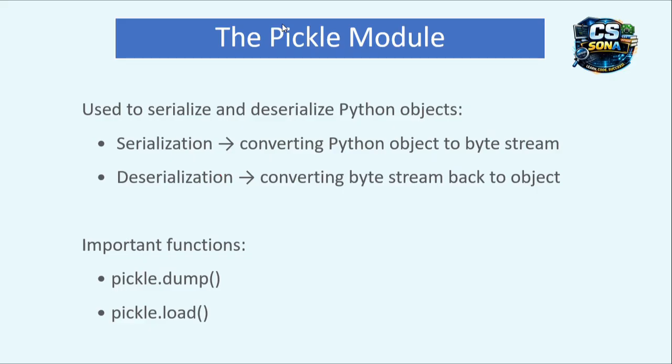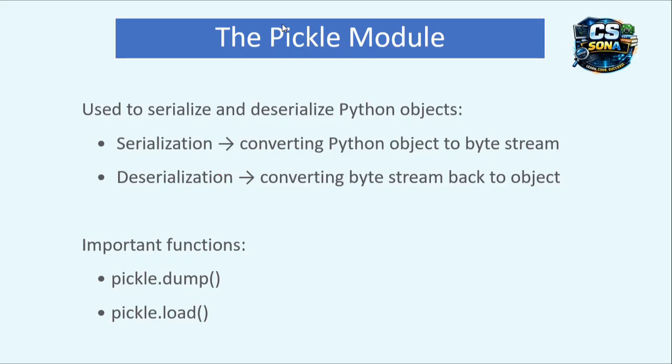The Pickle module will help you transfer your data from your Python program to the file, and then take your data from the file back to your Python program. These processes are called serialization and deserialization. Serialization is converting a Python object to a byte stream. The Python object may be a list, string, tuple, or dictionary, and you convert it into a binary stream. Deserialization means converting the binary stream back into the object. These are the only two processes happening when you use the Pickle module to read and write.